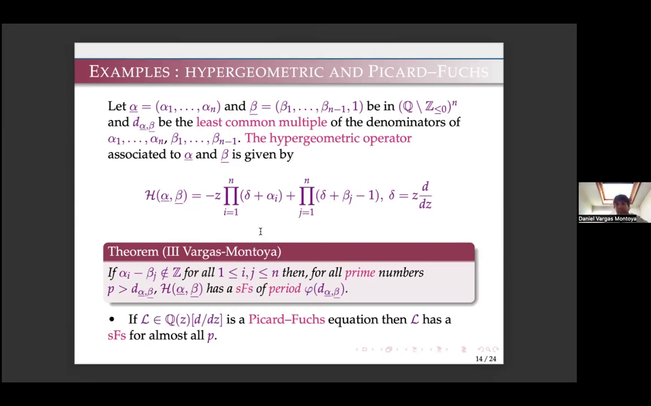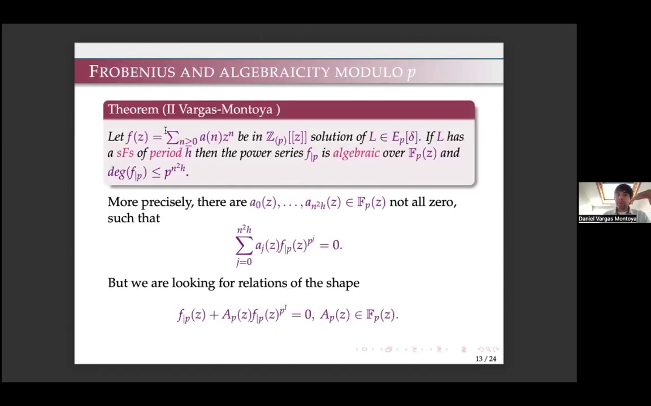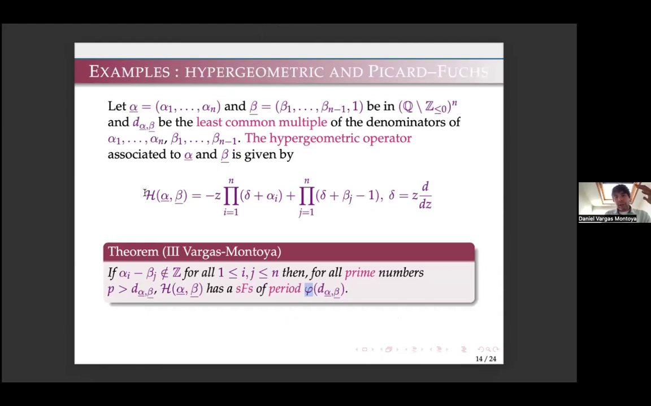let's say the fact that the Picard-Fuchs equation has a strong Frobenius structure for almost all p comes from algebraic geometry. Okay. But these two examples are very important, because by using these two examples, we can use theorem 2 for hypergeometric series and diagonals. Why? Because theorem 2 says that if we can reduce f modulo p, and f is a solution of a differential operator having a strong Frobenius structure, then the reduction is algebraic, and it also gives a bound of the algebraicity degree. So the hypergeometric series actually are solutions of the hypergeometric operator, and theorem 3 says that the hypergeometric operator has a strong Frobenius structure.